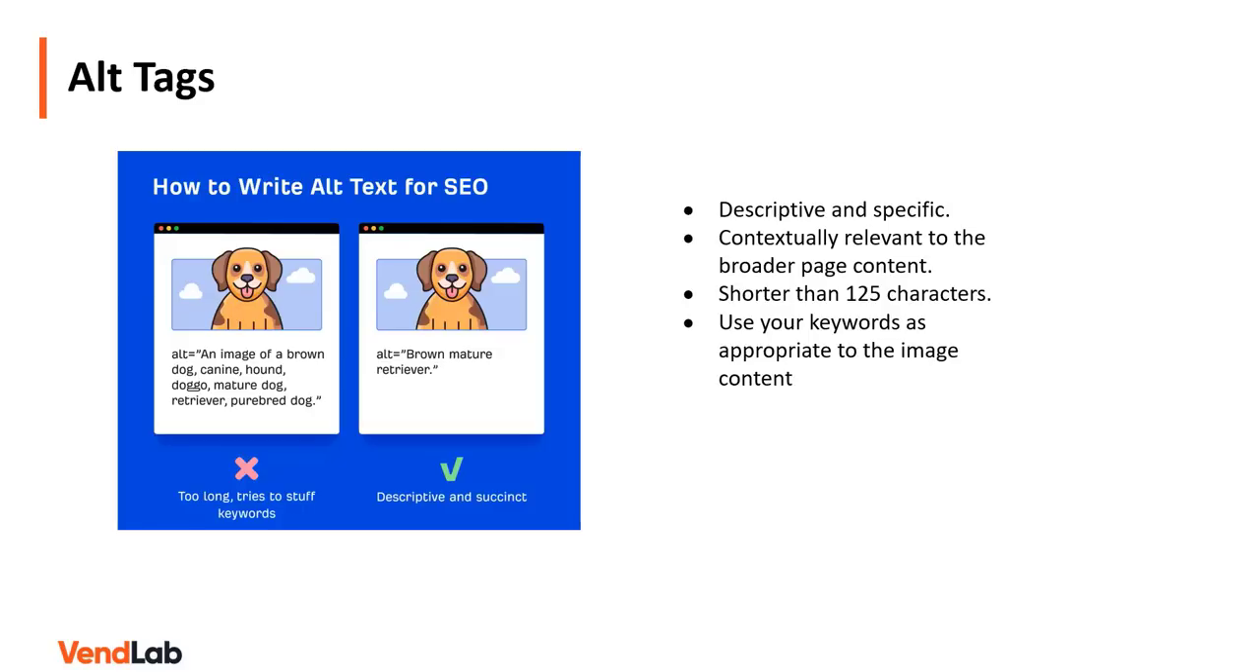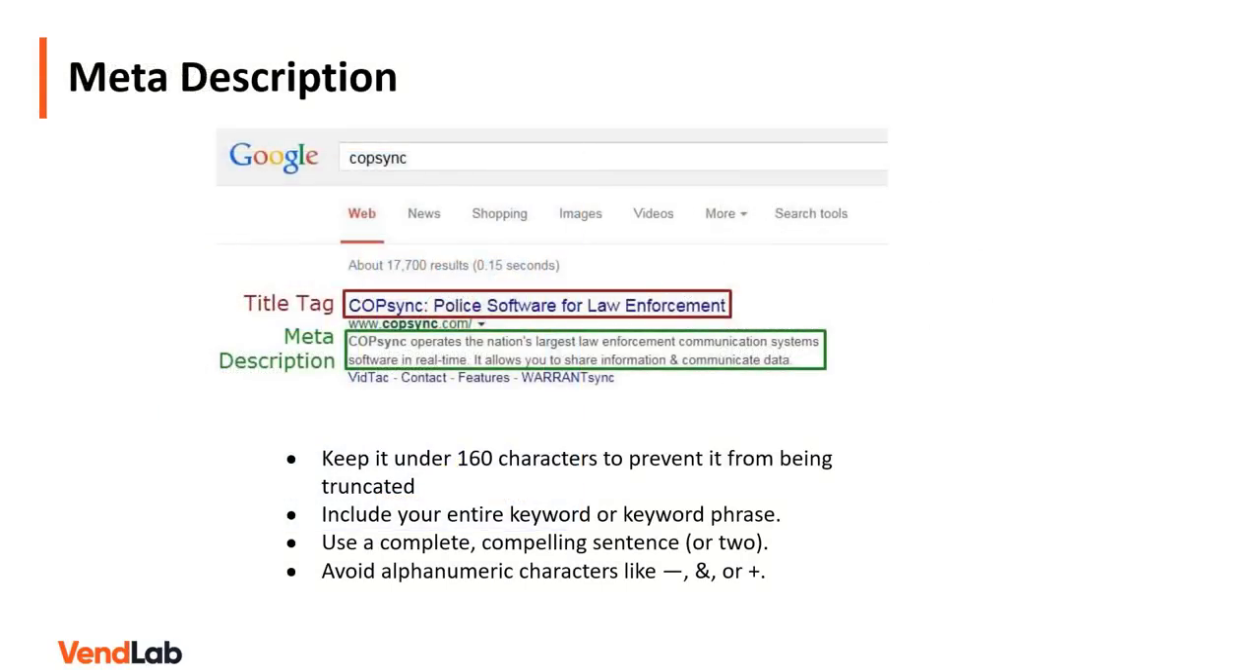Best practice is that alt tags should be descriptive and specific. They should be contextually relevant to the surrounding page content, shorter than 125 characters, and use your keywords as appropriate to the image content. The meta description is an HTML element that contains a summary of the page's content.